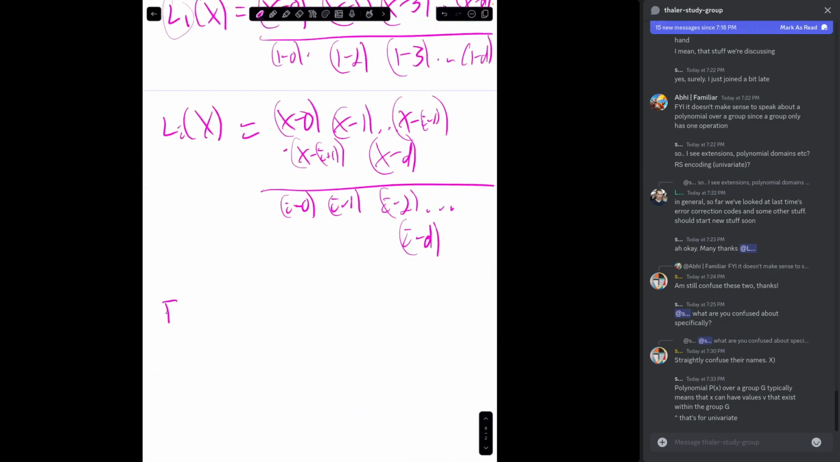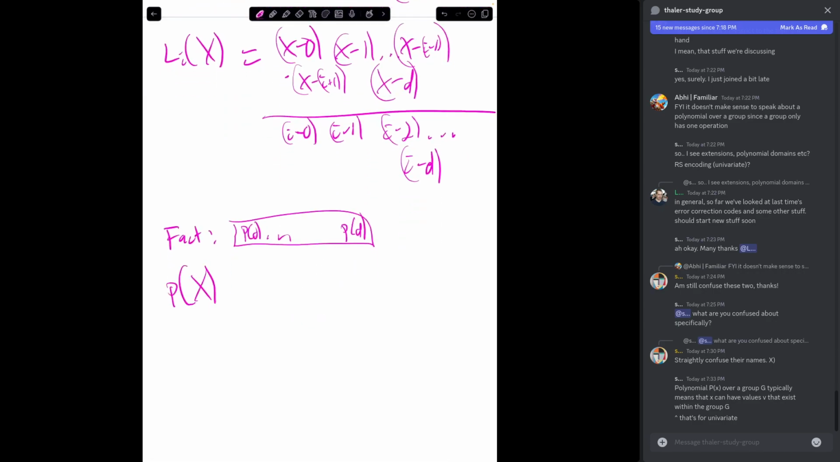And here's a little fact. If I give you P0 up to PD, then P, the unique polynomial of degree D that takes this evaluation at 0, this evaluation at 1, and this evaluation at D, is just the following. P of x is the sum over each of the Lagrange basis polynomials times P of I. Maybe it's clearer if I call these L0 up to LD.